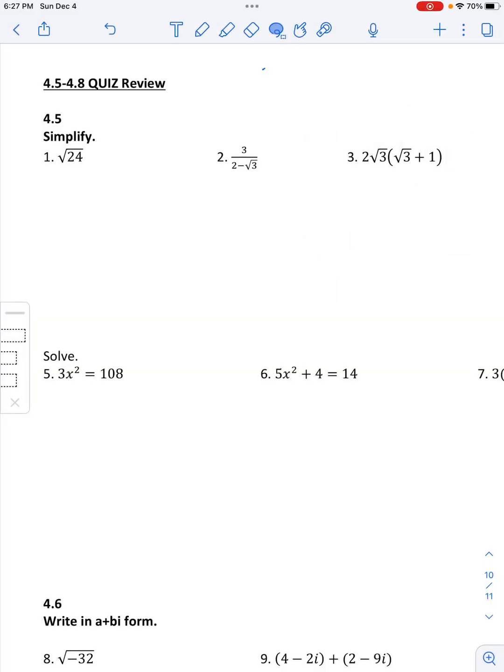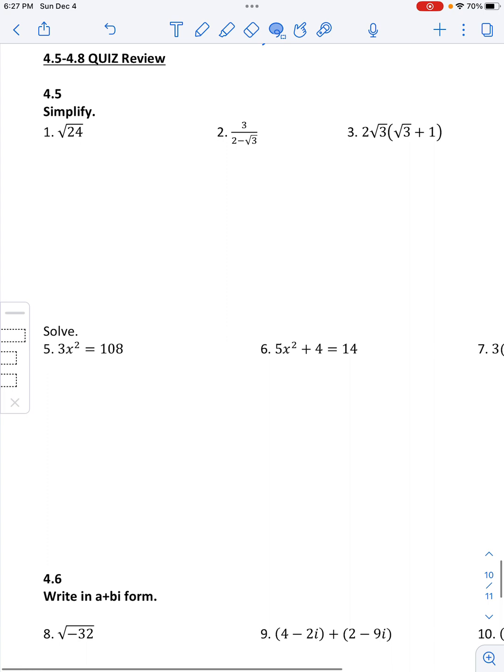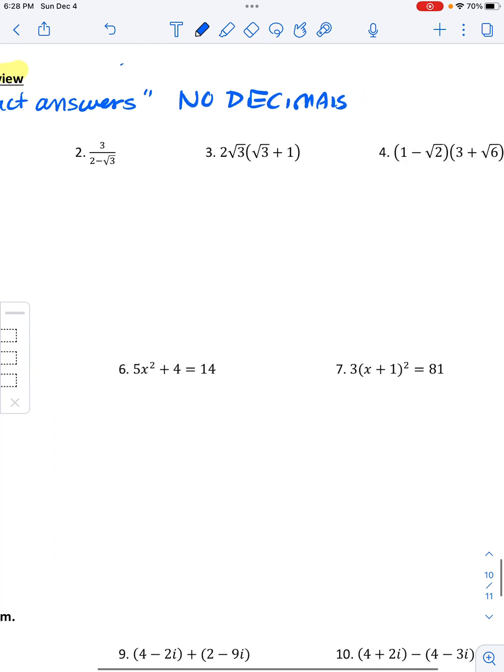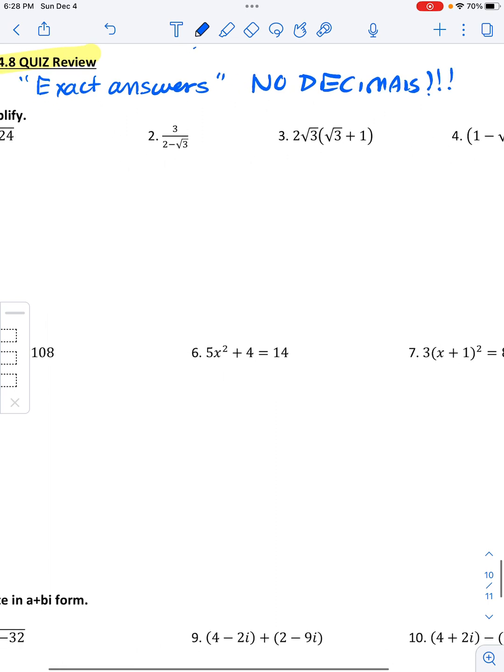Alrighty, let's do some review. That'll be fun. One thing I want you to think about for the quiz is it's going to tell you to have exact answers. It's going to tell you not to use decimals. In fact, it's going to be like this: no decimals. And then it's going to have big, giant letters, and it's going to be bold and underlined with exclamation points. So I recommend no decimals, meaning you have to simplify it.